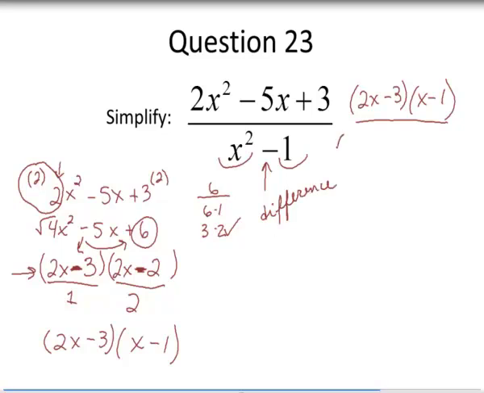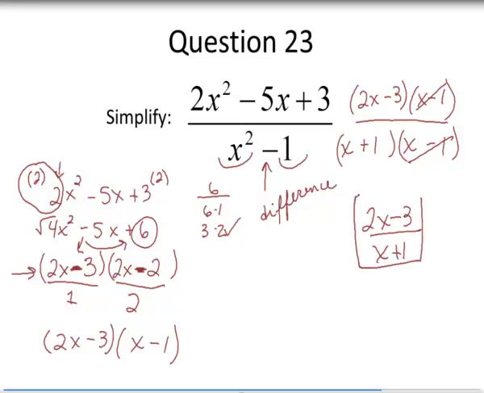A difference. So how do we factor difference of squares? You got it. X plus 1, x minus 1. And if we FOIL it out, we'll get back to x squared minus 1. So, all right, do you see any factors in common? X minus 1. So the final answer is 2x minus 3 over x plus 1 because the x minus 1's cancel. We're good? Questions online? Nothing? Okay.